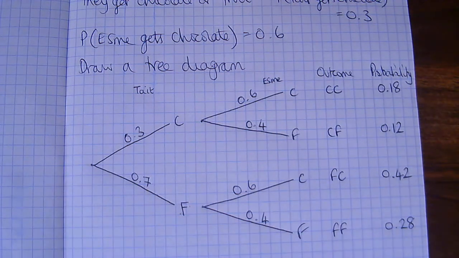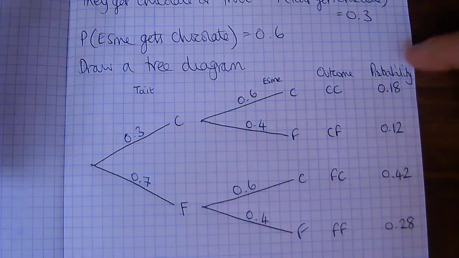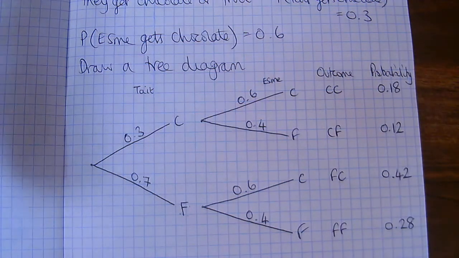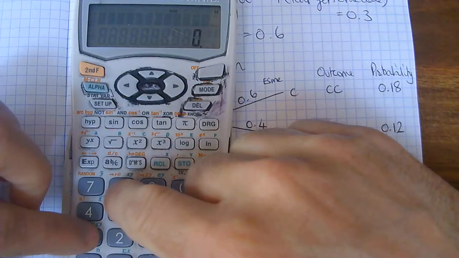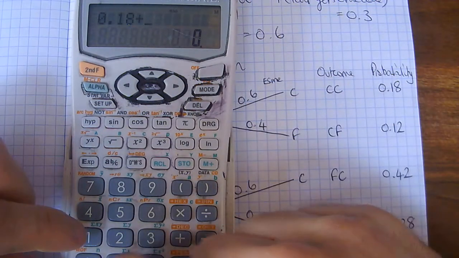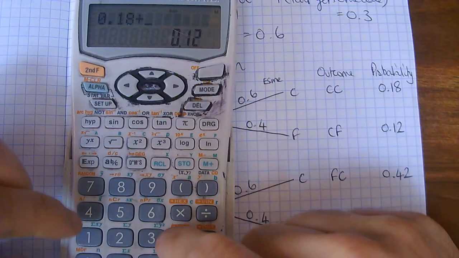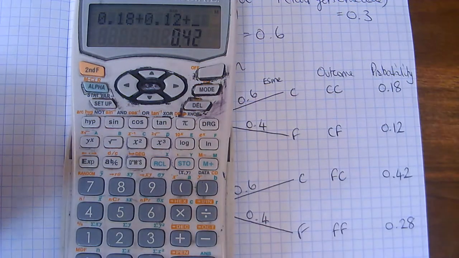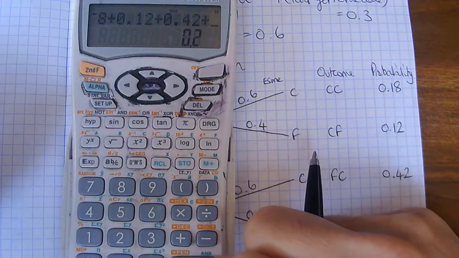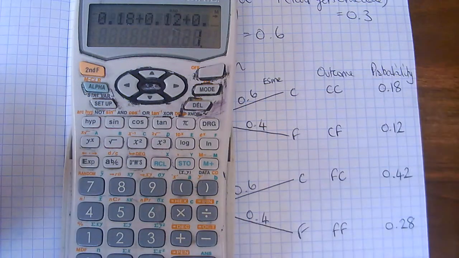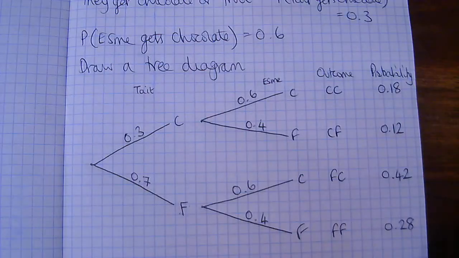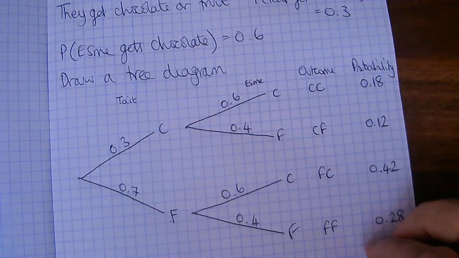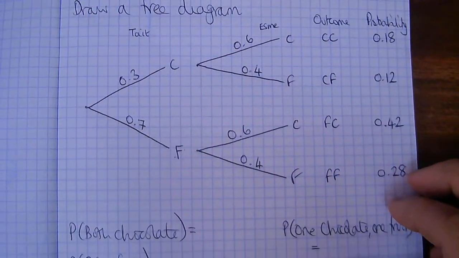Now though is a good time just to do a double check, because if I've got this right, all of these probabilities should add up to 1. Remember that probability will always add up to 1. So I've got 0.18 plus 0.12 plus 0.42 plus 0.28. When I type that in, press equals, it adds to 1. So I know my probabilities are right here. So I can then start to answer the questions that are associated with this tree diagram.